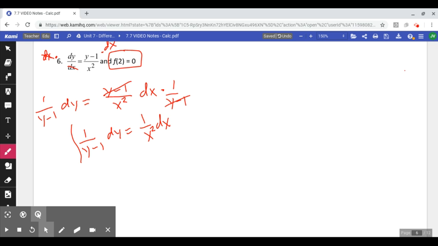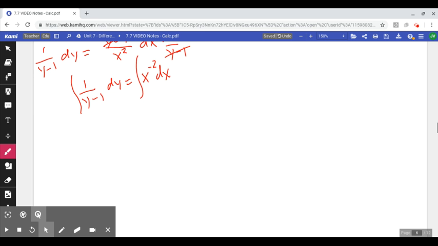Actually, I think I should write 1 over x squared as x to the negative 2 power. That'll make it a little bit easier to find the antiderivative. We'll integrate there. With the antiderivative on the left-hand side, the antiderivative of 1 over y minus 1 is the natural log of the absolute value of y minus 1. You'll need the natural log as the antiderivative whenever you have that variable raised to the first power only in the denominator of the fraction. On the right-hand side, we'll add 1 to the exponent and then divide by the new exponent, remembering, of course, to put plus c.